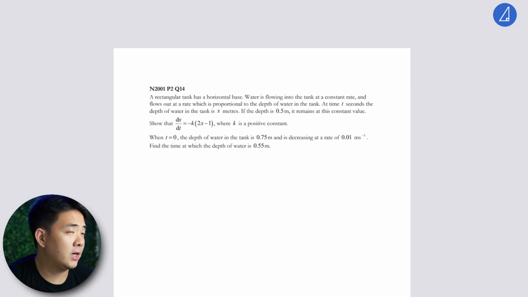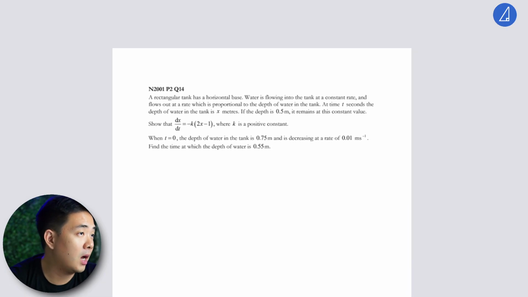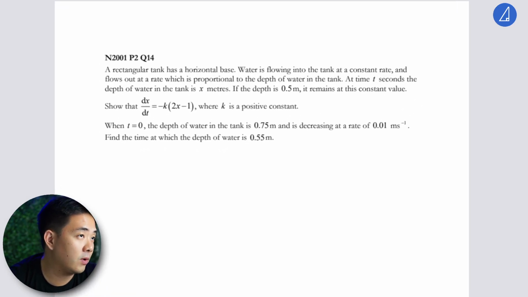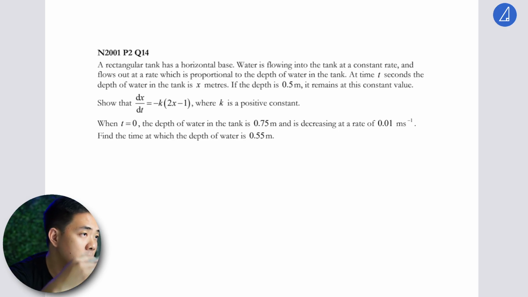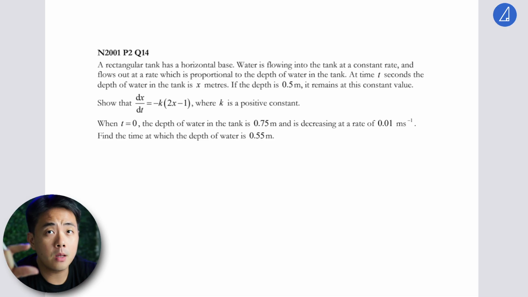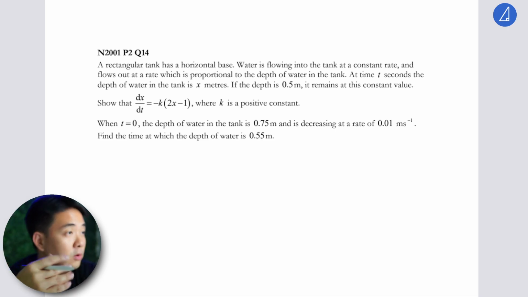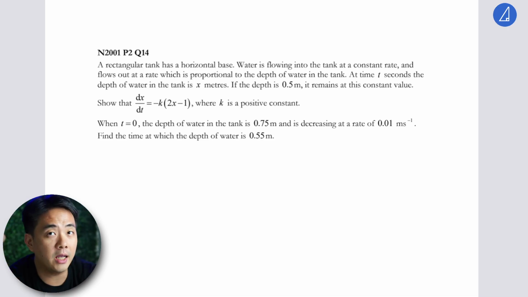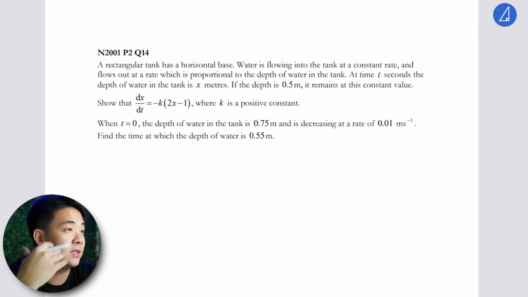Water is flowing into the tank at a constant rate and flows out at a rate which is proportional to the depth of the water in the tank. Which makes sense, right? Because if you think about it, the deeper the depth, the faster it leaks out, meaning higher pressure, lower pressure. So that's the whole idea.